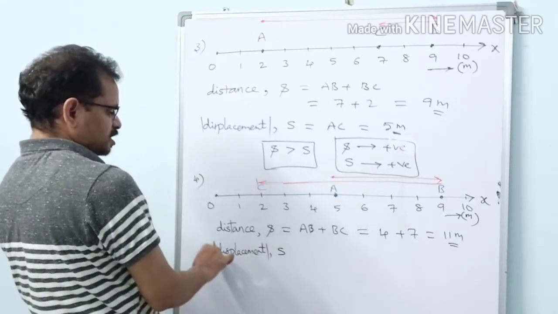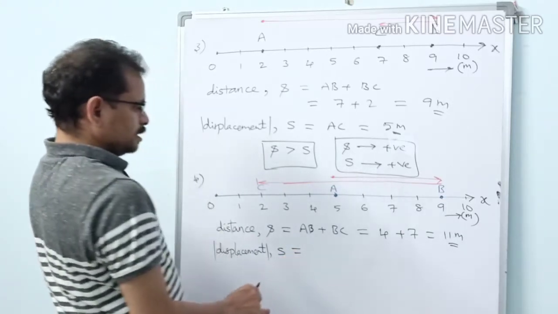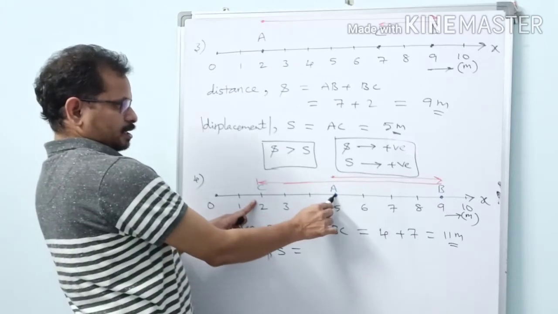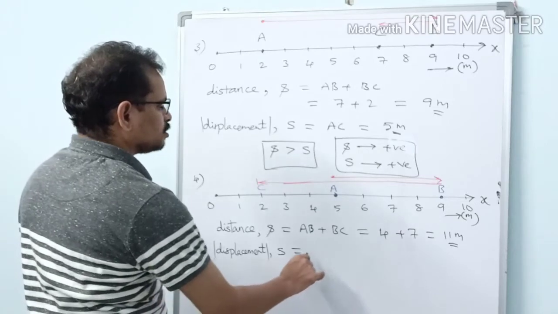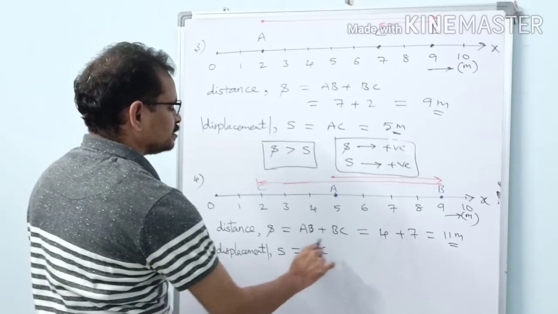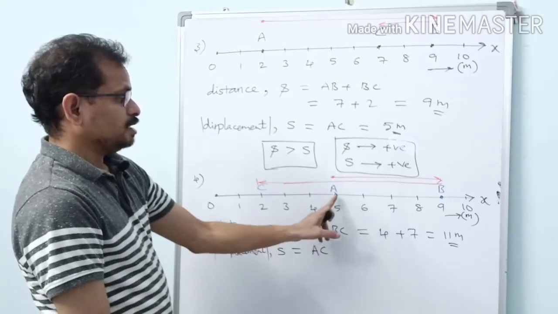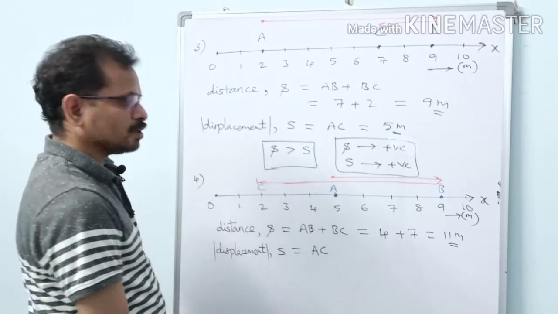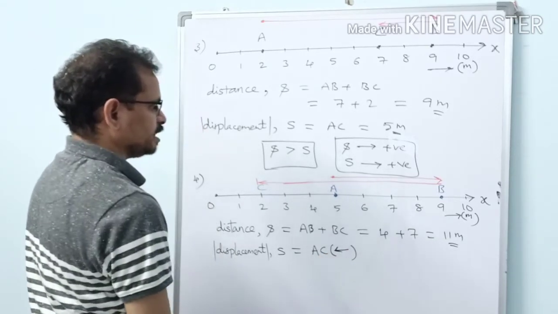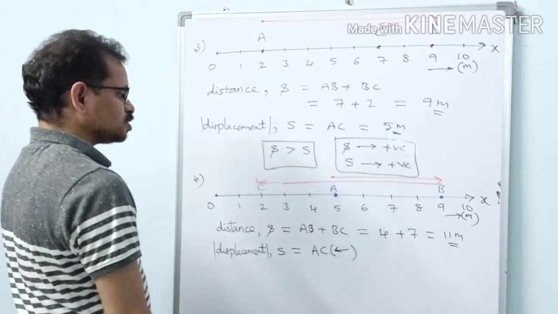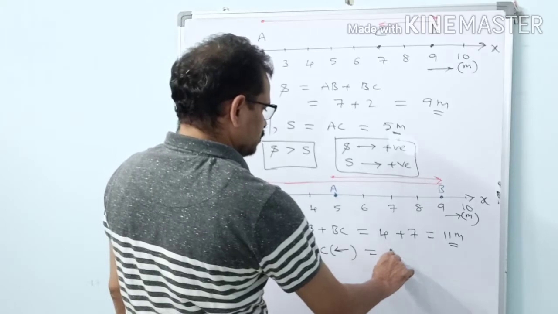Displacement magnitude, s equal to how much? What is the initial point here? A. What is the final point? C. So it is the length of line AC. Direction is important or not? See, A to C, in which direction did the particle move? In left direction. The particle moves leftwards from A to C. So what is its magnitude? It is 5 minus 2 equal to 3 units.